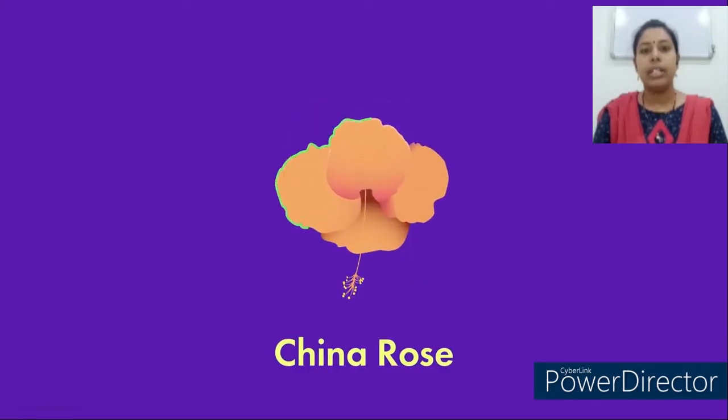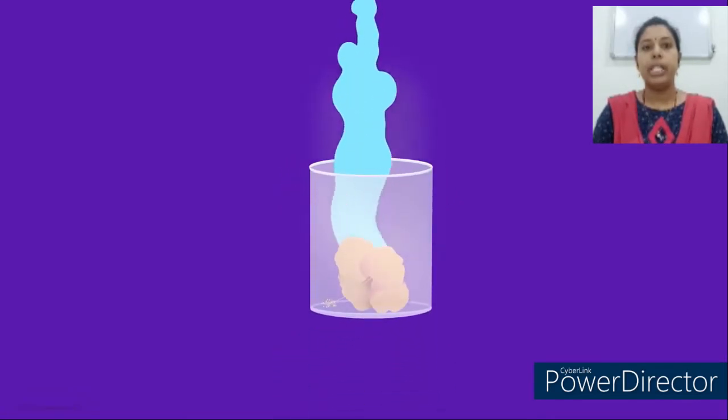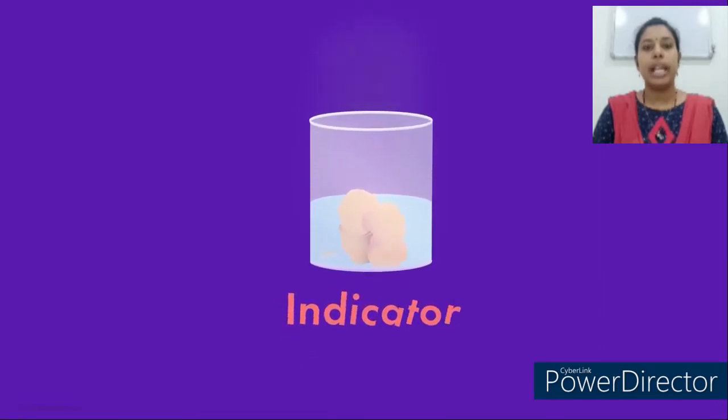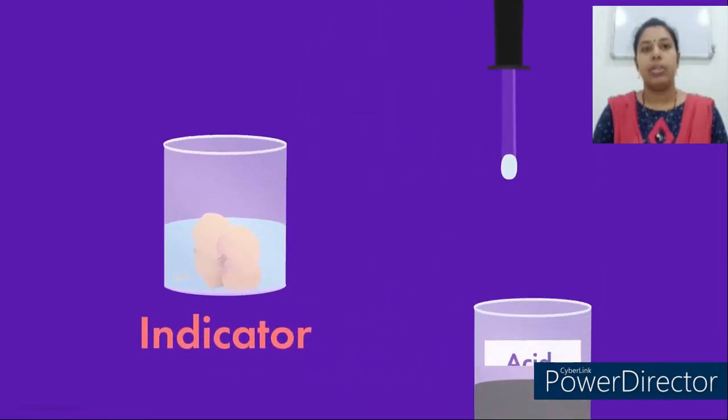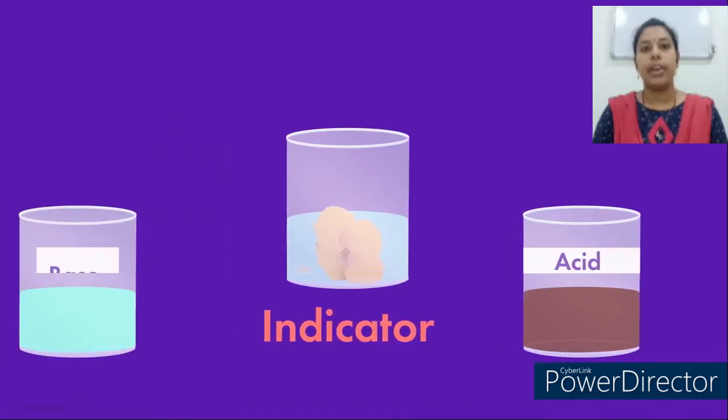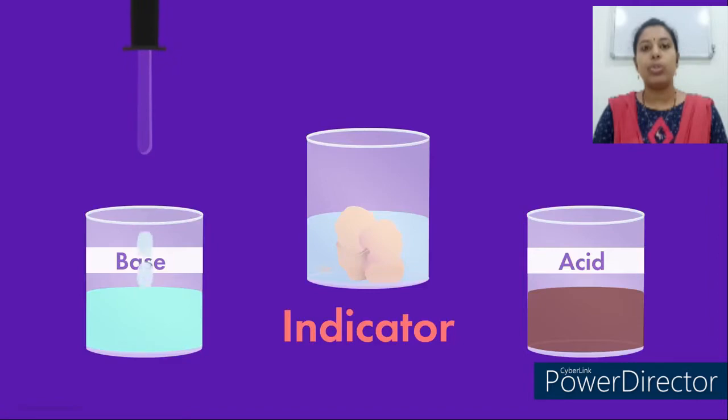The next indicator is China rose juice. How can we make an indicator from China rose? Add some hot water to the petals of China rose in a beaker and let it rest for some time. This solution can be used as an indicator. When drops of China rose juice are added to an acidic solution, the color of the solution turns red, and when added to a base, the color of the solution turns green.